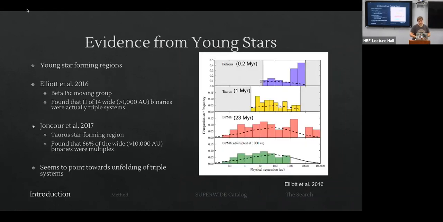I talked about this evidence from young star forming regions, and the basic idea is this. We've done these analyses of Beta Pic and the Taurus star forming region, and we found that once you get out to extremely wide separations, most of these pairs are triple systems. This seems to point towards the unfolding of triple systems as the dominant mechanism. But the ages of these different star forming regions point towards that not being the case, because it takes a really long time to unfold a triple system. So if that's the case, then there's something else going on.